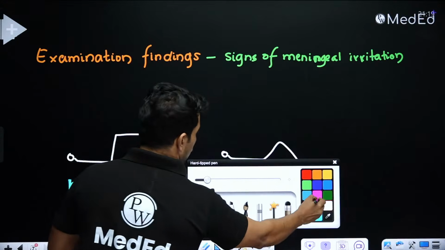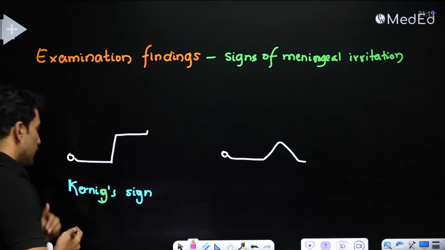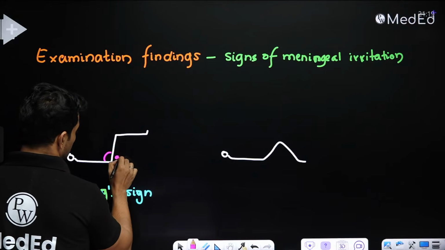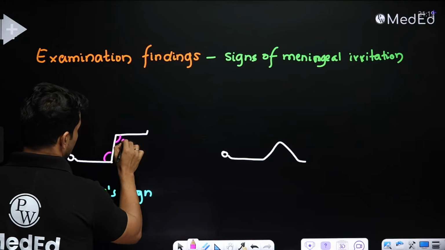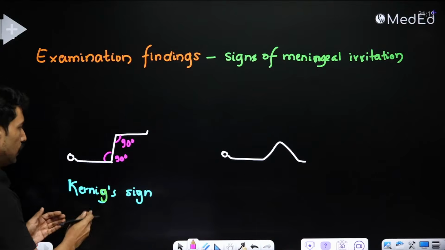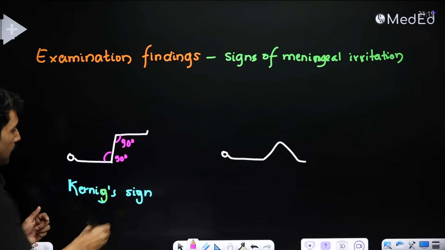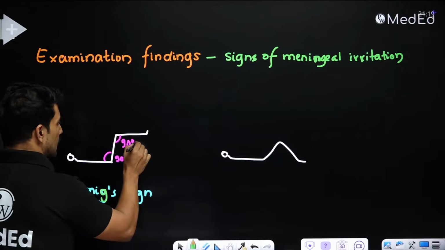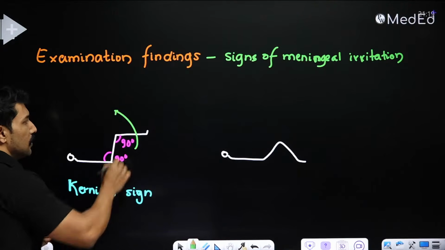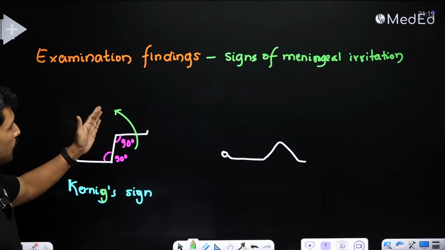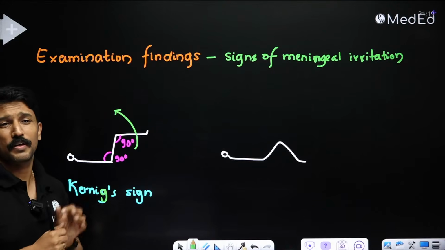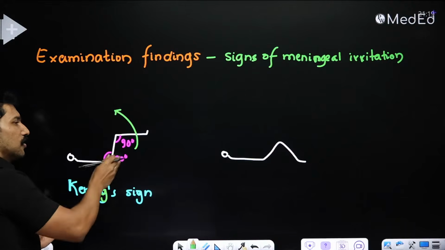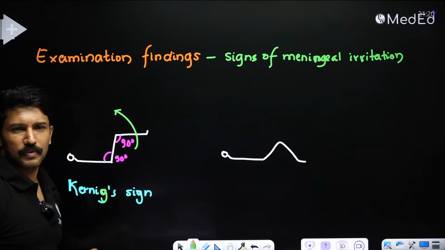So in Kernig sign, we ask the patient to lie down on a bed and then we flex his hip 90 degrees and knee at 90 degrees. So hip at 90 degrees and knee at 90 degrees, and then we will further extend his knee. Normally we should be able to go closer to 165, 170 degrees. All of us do this in our bed, right? We can literally raise our legs straight up comfortably.